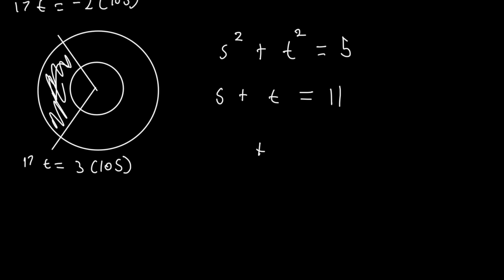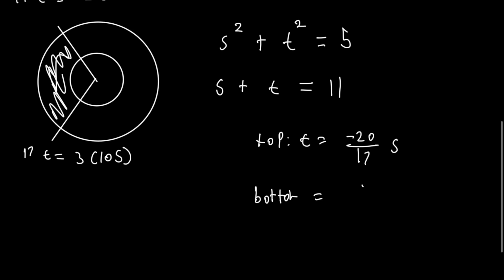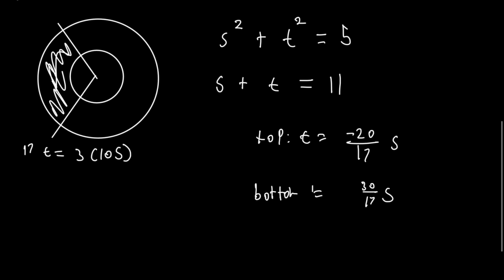So I'm just going to label it. The top is going to be t equals negative 20 over 17 s. The bottom is t equals 30 over 17 s.